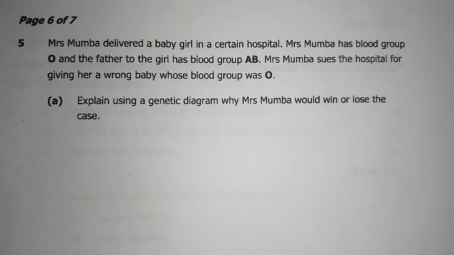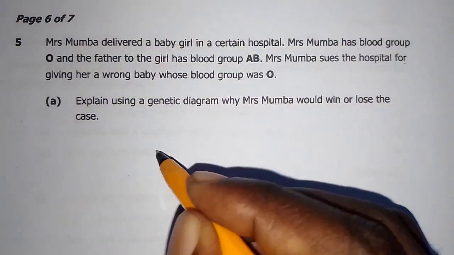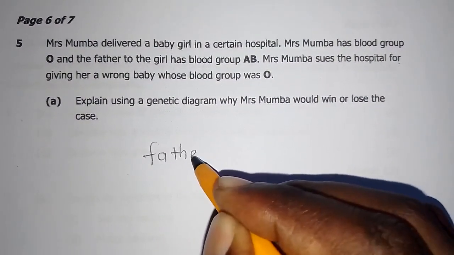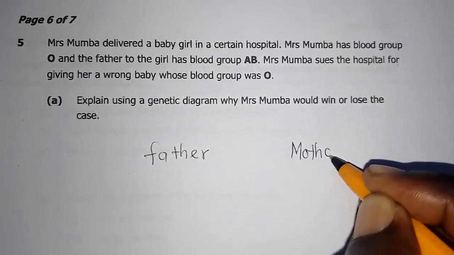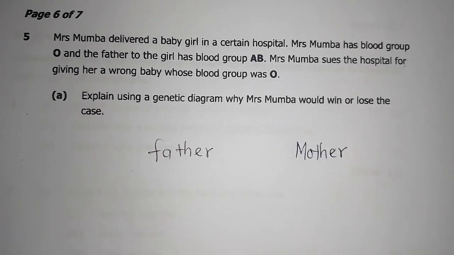So how can you go about this question? The first thing that you are going to start with is that we've got the father, and here we've got the mother. It carries 8 marks, this one. You can't afford to miss all the 8 marks.